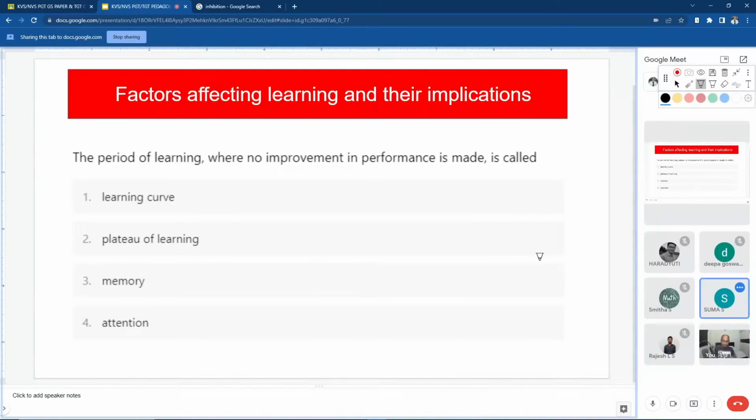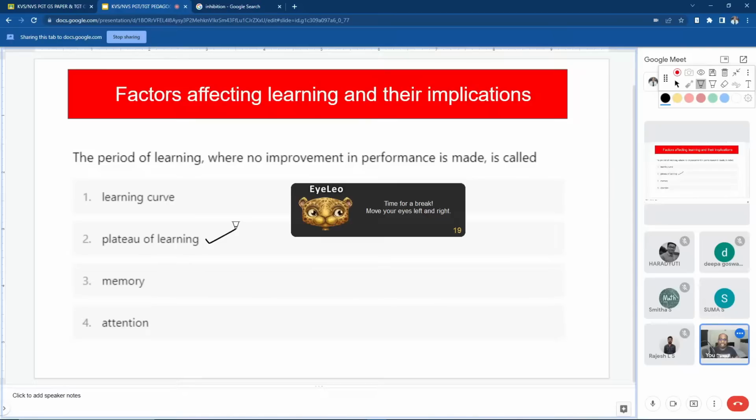Learning curve, sir. It is called plateau of learning. So there is no improvement, means they hit the plateau. That means there is no improvement. Okay, that is called plateau of learning.